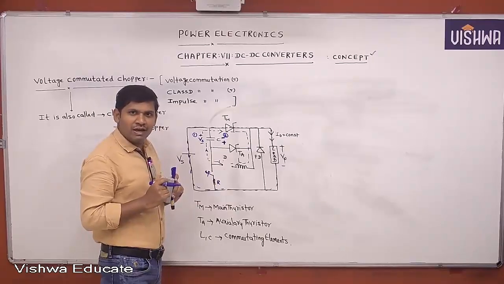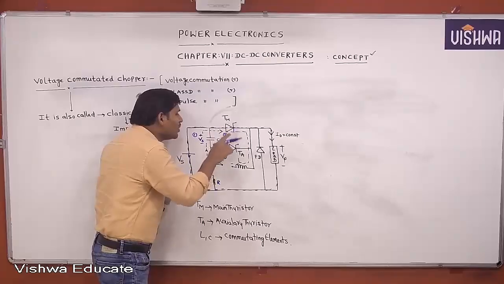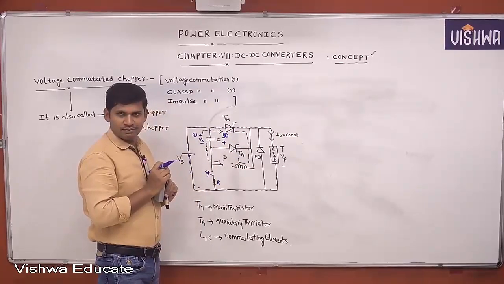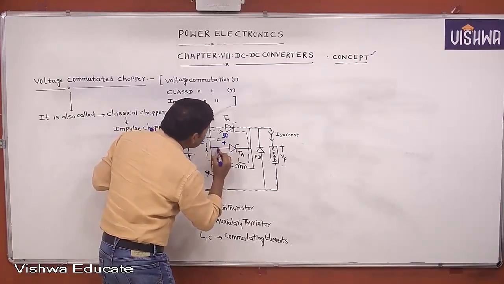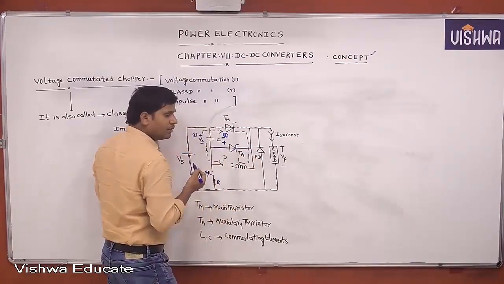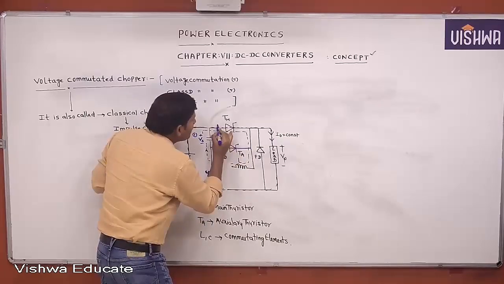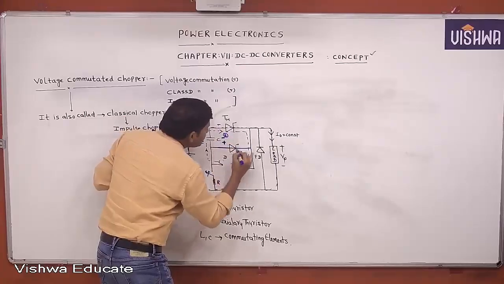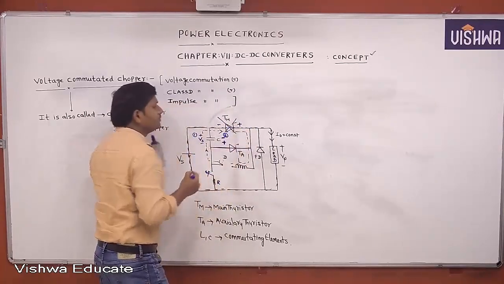How will the circuit turn off the main thyristor? Now, in order to turn off the main thyristor, we can trigger the auxiliary thyristor. Whenever the auxiliary thyristor is triggered, it starts conduction. Because of this auxiliary thyristor, this negative plate is connected here, this positive plate is connected here, then the main thyristor will be turned off.